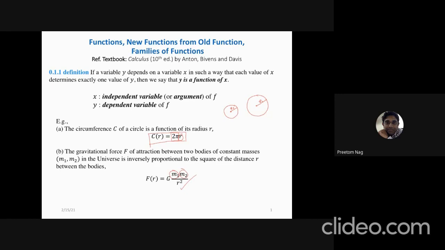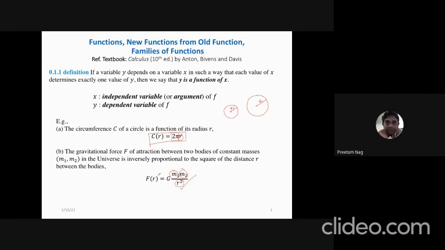Now if the distance between two bodies are larger, then the gravitational force will be weaker. If the distance between two bodies are smaller, then the gravitational force will be stronger, right? Okay, because there is an inversely square relationship. Okay, so all these both examples are basically defined as a function of r. Okay, where r is considered here the independent variable. Okay, so have you any questions here? So these are intuitive idea for functions.